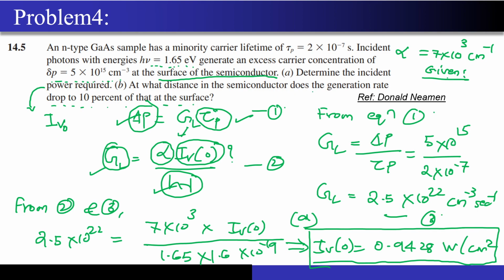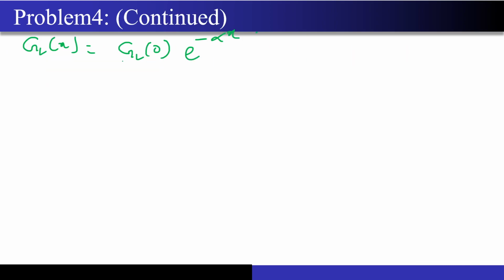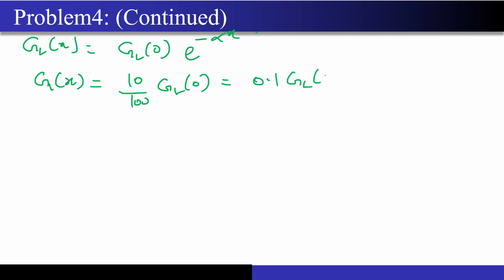So what is the formula? GL of x is equal to GL of 0 into e to the power minus alpha x, right? So this is what we have. Now what they are asking: at what distance in the semiconductor does the generation rate drop to 10% of that at the surface, right? So they are asking us the case when GL of x is 10 by 100, it is 10% of GL of 0, right? It is just 0.1 times GL of 0, right?